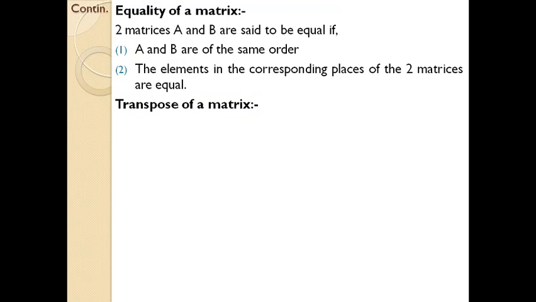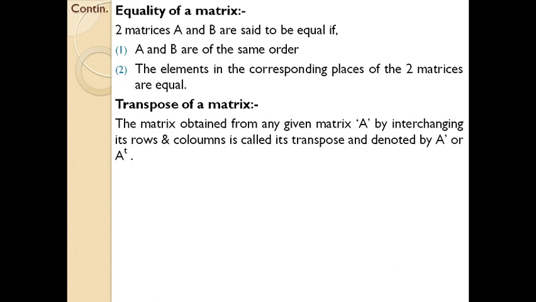Next one, transpose of a matrix. A matrix obtained from any given matrix A by interchanging its rows and columns is called its transpose and denoted by A dash. Here it is A superscript dash or A superscript T. T means transpose. Let's discuss with an example, then you will understand the concept of transpose of a matrix.